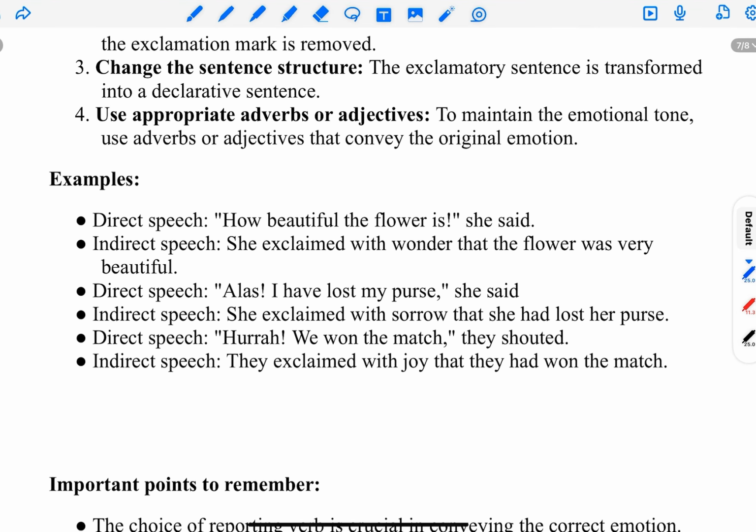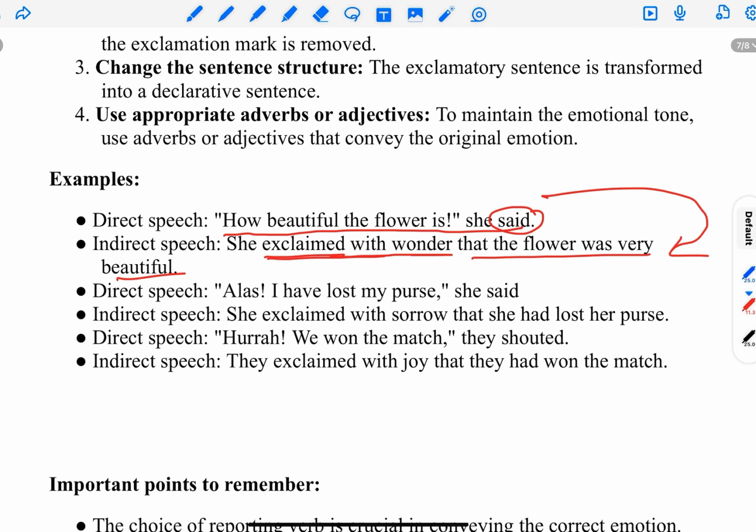Let us see some examples. "How beautiful the flower is," she said. It can be changed into indirect speech like: said will be changed to exclaimed. If it is surprise or wonder, you can add exclaimed with surprise, exclaimed with wonder. How beautiful the flower is becomes that the flower was very beautiful.